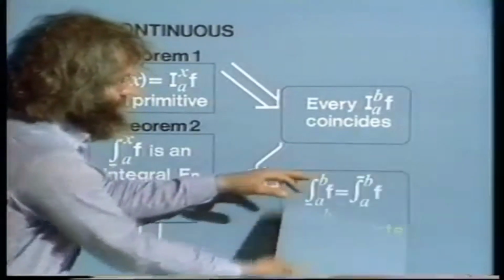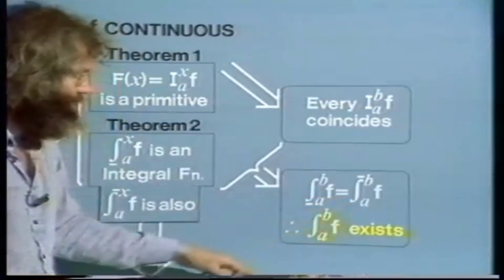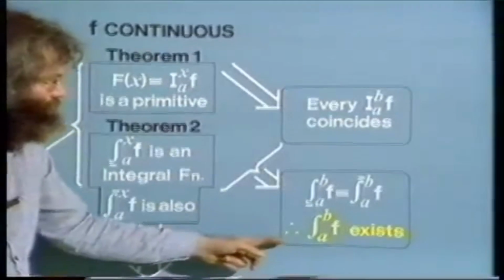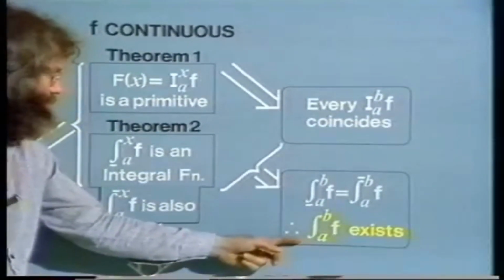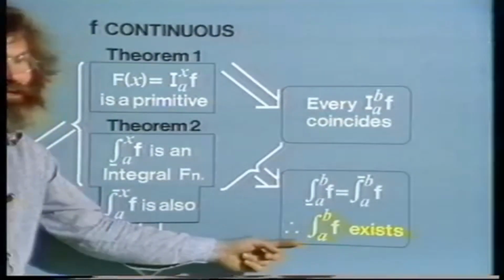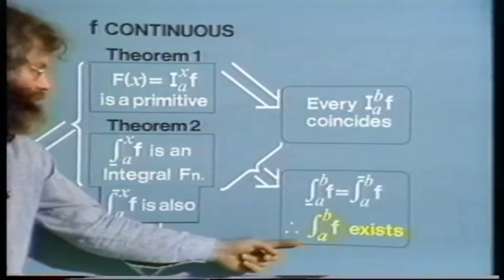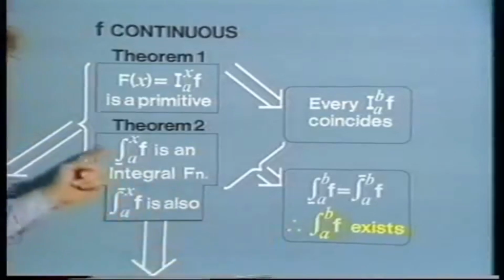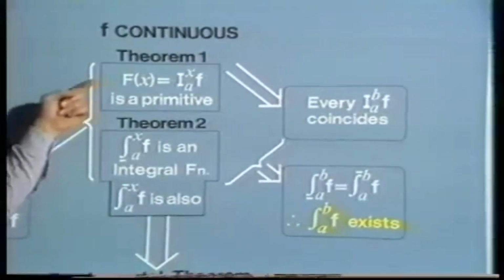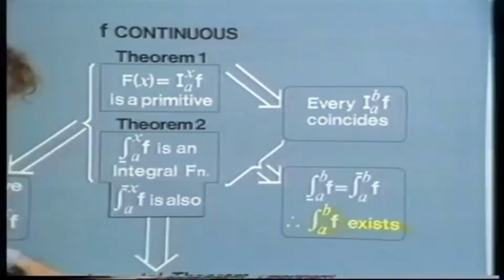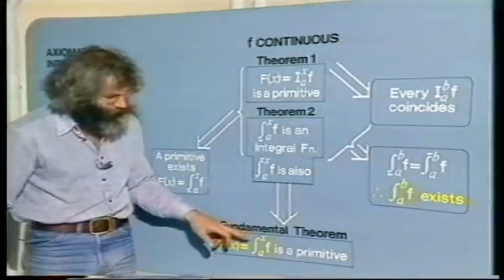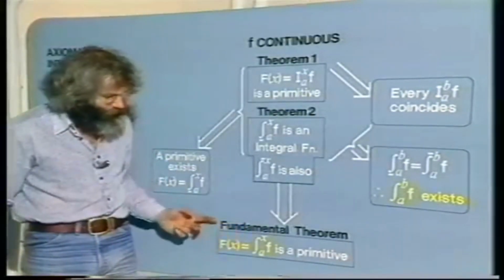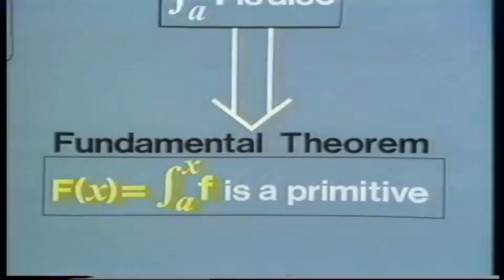So the lower and upper integrals coincide. But that's exactly what we mean by the Riemann integral existing. In other words, we've proved that the Riemann integral exists. But the Riemann integral is now equal to the lower integral. The lower integral is an integral function. Any integral function gives rise to a primitive. So the Riemann integral gives rise to a primitive. In other words, we've got the fundamental theorem of the calculus which we set out to prove.